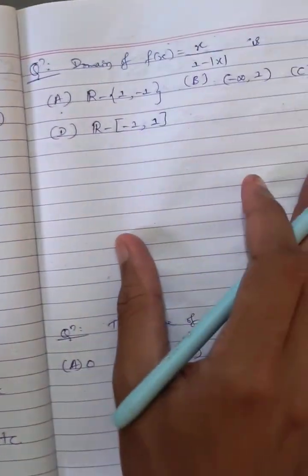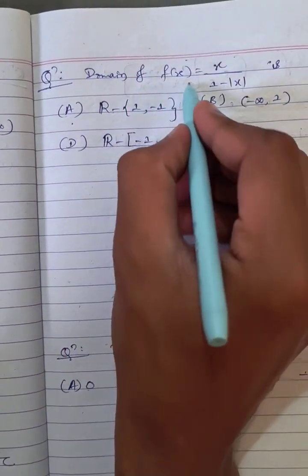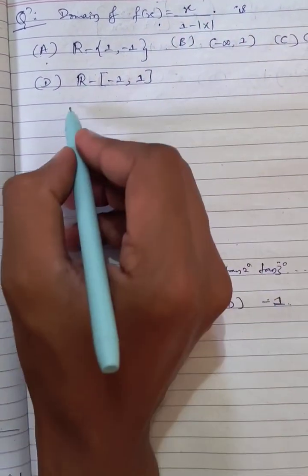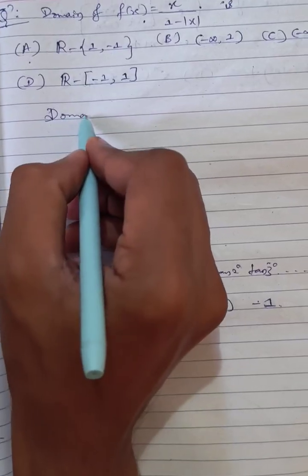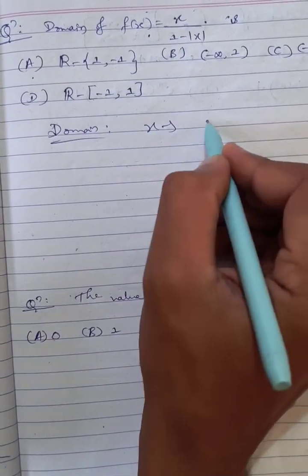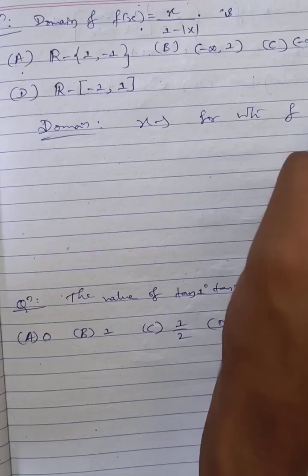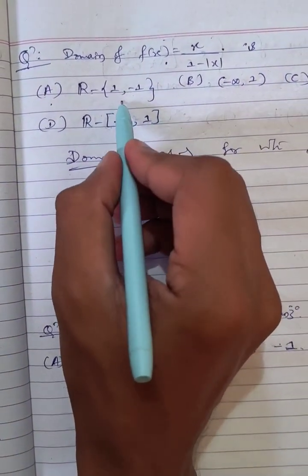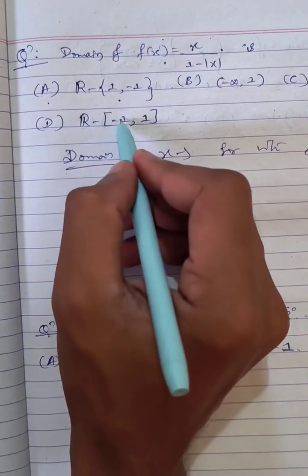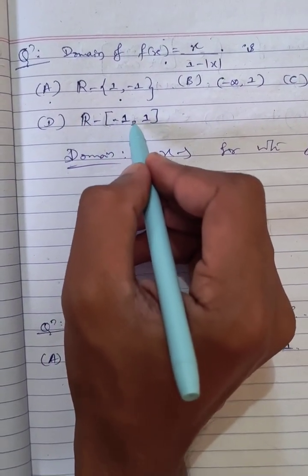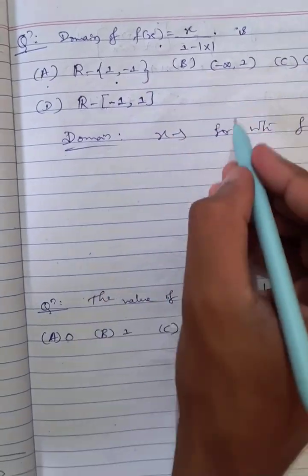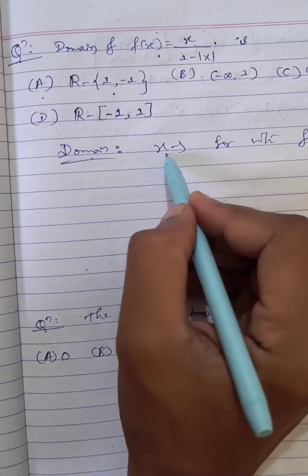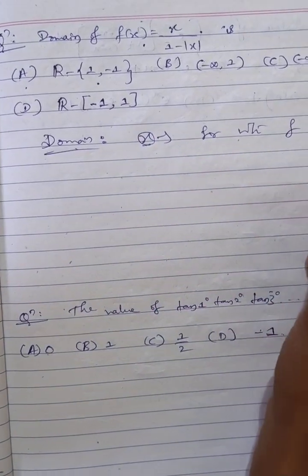Next question. This question is related to the function topic, the domain of this function. What does domain mean? Domain means the set of all those values of x for which f is defined. Since these are multiple choice questions, we have very short time here, so we have to solve it very fast. That's why I'll write it fast. So domain means the set of all those values of x for which the function is defined.